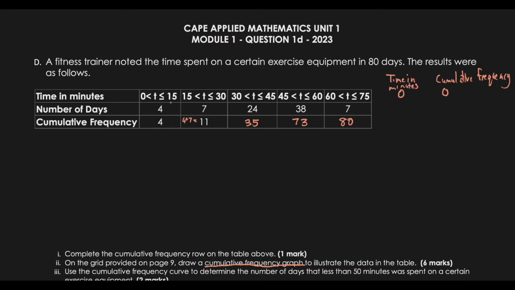The first boundary that we would have here is 15, because remember, that's the point where they overlap. Because they cut off at 15, 30, 45, 60, these are our boundaries. So 15 covers 4, 30 covers 11, 45 covers 35, 60 covers 73, and when we hit our last value, 75, which will be our last boundary, we hit 80. So I'm going to take these values now and try to plot them on my graph.